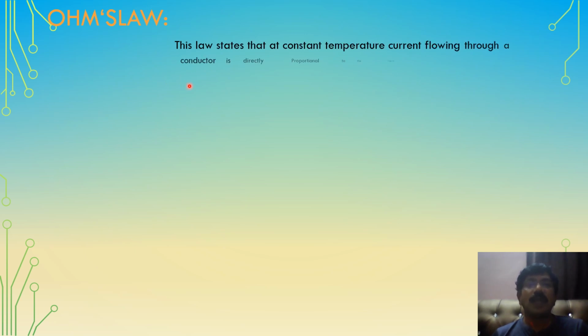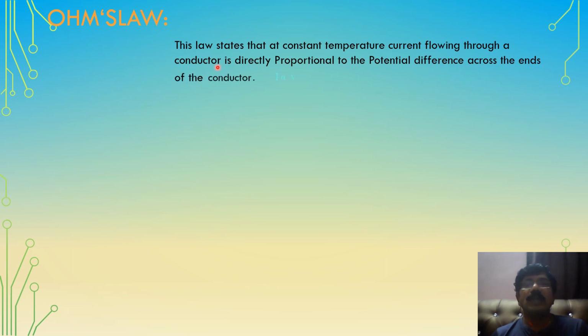Now let us learn the definition of Ohm's law. We will study all these things in detail. What is the definition of Ohm's law? Look carefully. This was introduced by the German physicist George Simon Ohm in the year 1827. It gives the relation between the potential difference and the current flowing in a conductor. This law states that at constant temperature, the current flowing through a conductor is directly proportional to the potential difference across the ends of the conductor.